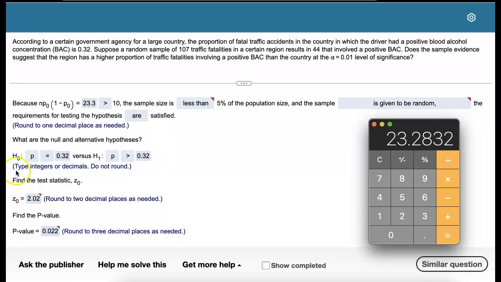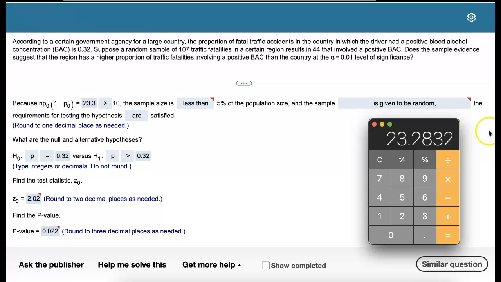The next thing that we want to do is set up the null and alternative hypotheses, and you can see that that's been done here. We are testing a proportion, so that null hypothesis is that p equals 0.32, but what we're trying to test, the alternative hypothesis, is that p is greater than 0.32. That's what's being suggested in this problem.